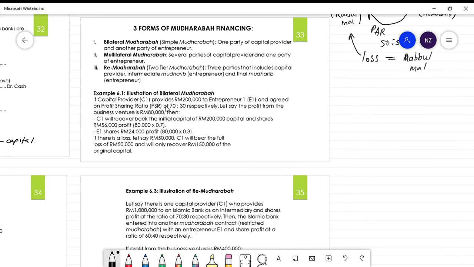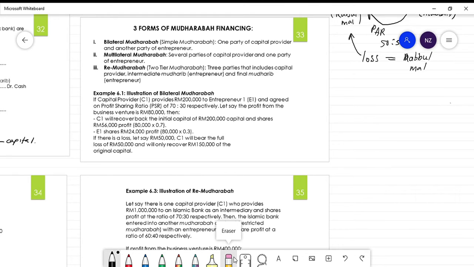Okay, ini adalah example untuk dia nak terangkan simple mudharabah. So saya tulis dia punya flows terus lah. Okay, simple mudharabah kan ada kena-mengena dengan bank and mudarib sahaja. Saya terus tulis dia punya flow. Okay, so now kita baca, if capital provider, which is the C1, provide 200,000 to entrepreneur E1 and agreed on profit sharing ratio of 70-30 respectively. Okay, now tips, macam biasa tips, kita baca soalan, kita terus keluarkan key point daripada soalan.